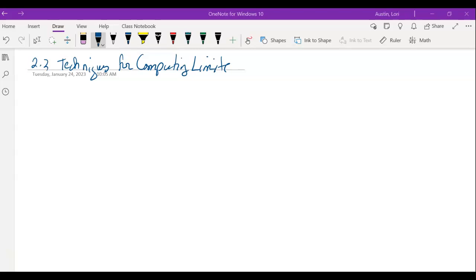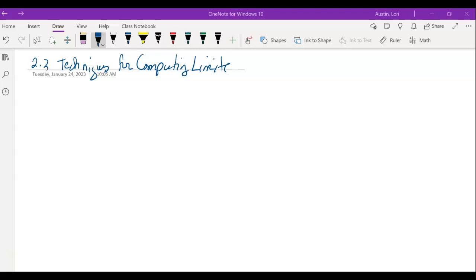Algebraically is the big one, because computing a limit algebraically, you've got to remember all your rules of how to manipulate things algebraically. All right, so we'll get into some of those. First thing I want to go over are your limit laws.